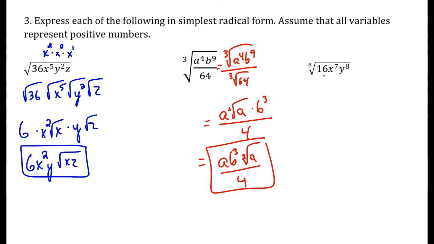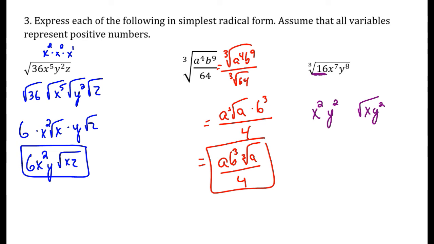So I have the cube root of 16, x to the 7th, y to the 8th. It's probably actually easier to deal with the variables first. Well, 7, how many groups of 3 can I get from that? I can get 2 groups of 3, and I'm left with 1 inside there. Y, I can take out, y to the 8th, I can still take out 2 groups of 3, but I'm left with 2 inside the radical.